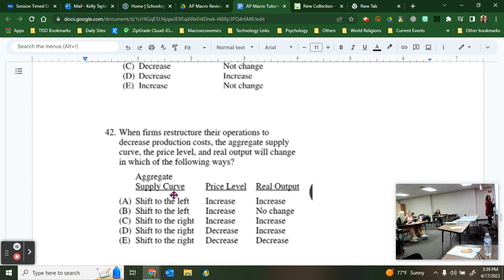Okay. Price level 2. You need arrows because it says show the effect on each of the following. If you shift it and there are no arrows, then you are not even answering the question.